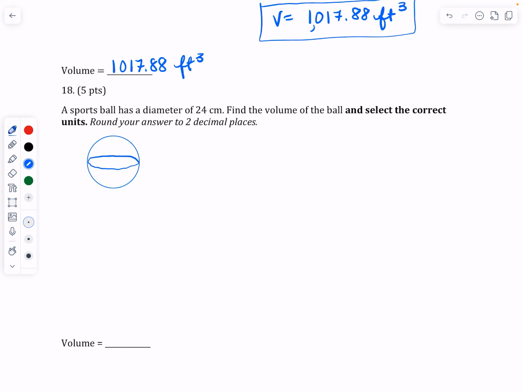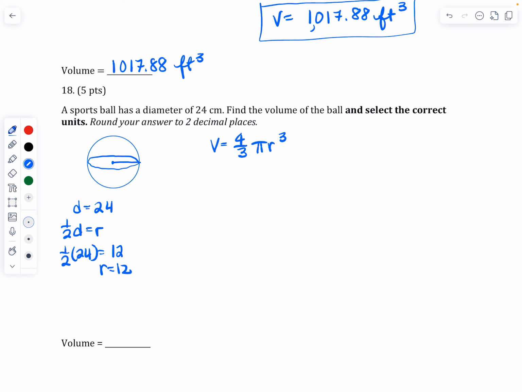Okay, the formula to find the volume of a sphere is 4/3 pi r cubed. Okay, so we need to know the radius. We know the diameter equals 24, and half the diameter equals the radius. So 1/2 of 24 is going to give me 12, and that is my radius.